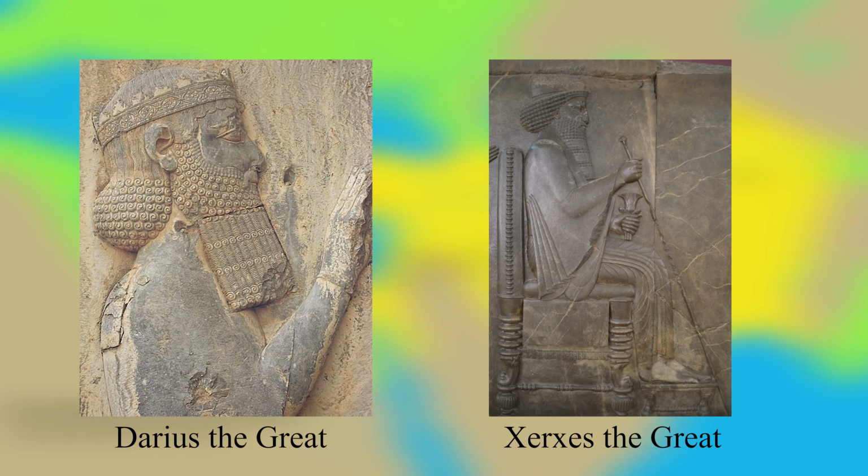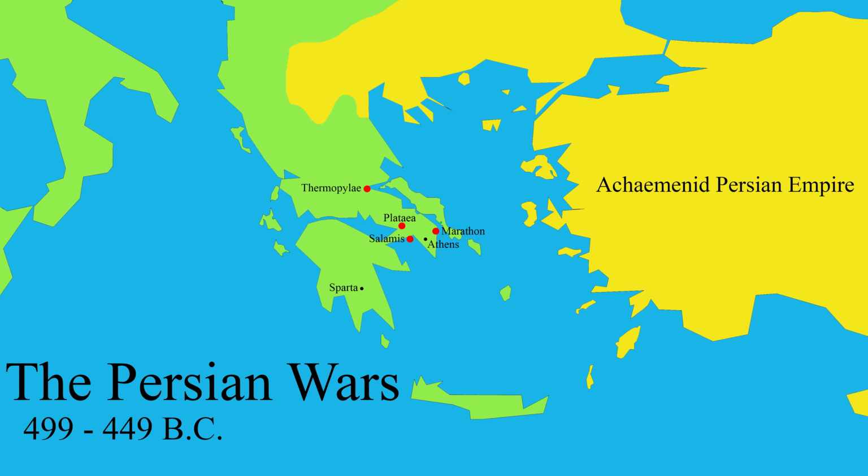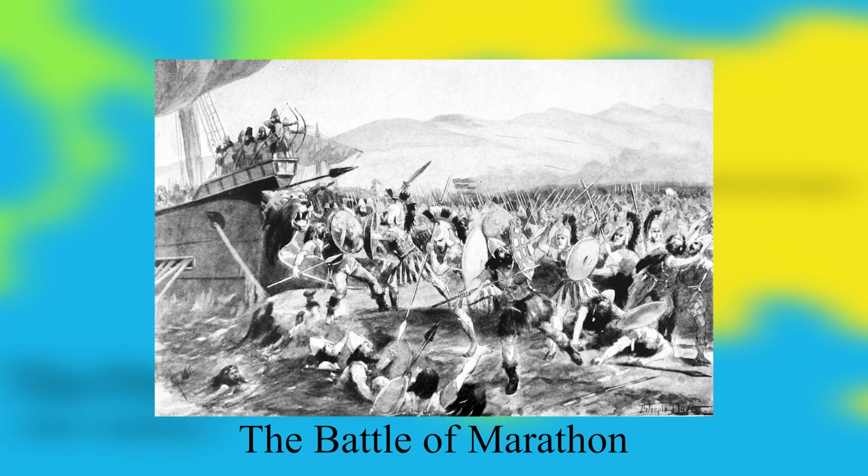The two Persian Wars were fought between 499 and 449 BC and saw the Achaemenid Persian Empire, along with some Greek allies, attempt to invade mainland Greece. They were met with resistance from numerous Greek city-states, most notably Athens and Sparta. The Athenians successfully put an end to the first Persian invasion at the Battle of Marathon.